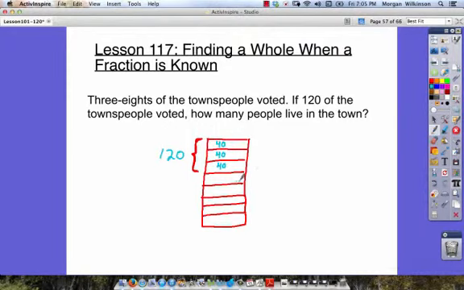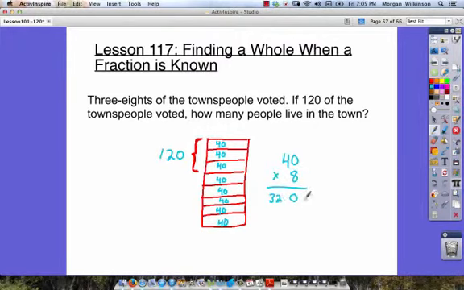The nice thing about working with a diagram box is we know that all the boxes are equal, so they're all going to be 40. And we can figure out our answer, how many people live in the town, by multiplying 40 times 8, because there's 8 spots in our diagram box. Well, 40 times 8, we know 8 times 0 is 0, and 8 times 4 is 32.